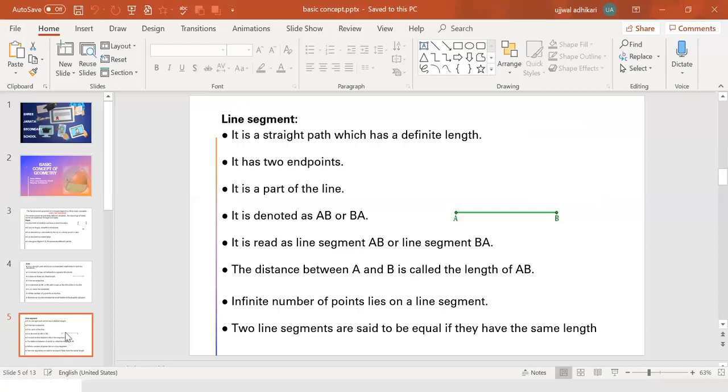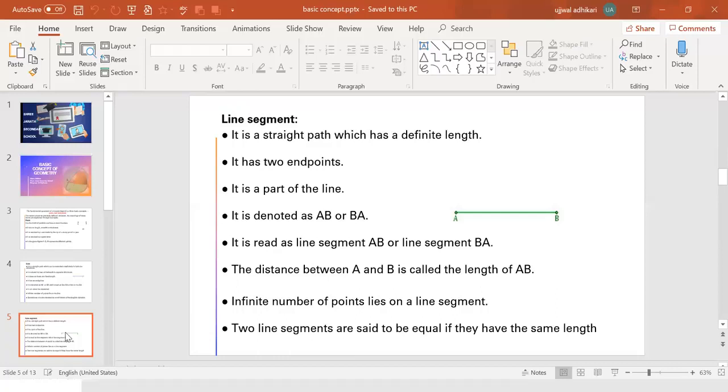Among the line, if we segment some portion of this line, this is the line segment. It has two end points. In the given figure, AB is the line segment because it declares the segment. It has the length. It is the part of the line. It is the segment of the line. So it is called the segment of a line, or line segment. It is denoted by AB or BA. In both directions, you can denote the line segment.